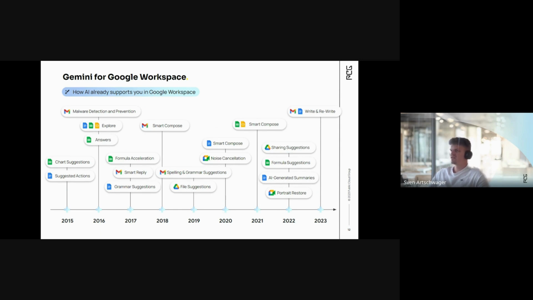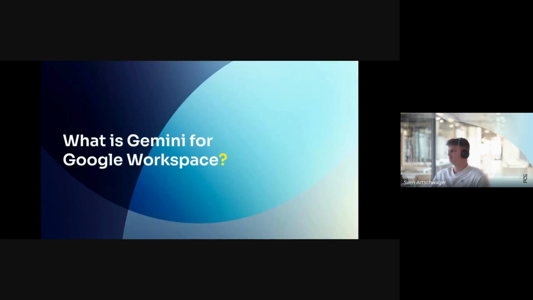Artificial intelligence in Google Workspace was not created overnight, but continued to develop and evolve over the years. For example, grammar suggestion, which is likely familiar to everyone here, also belongs to AI, as well as file suggestions in Drive or formula suggestions in Sheets. These are all AI supports in Google Workspace that were perhaps not recognized as AI features.